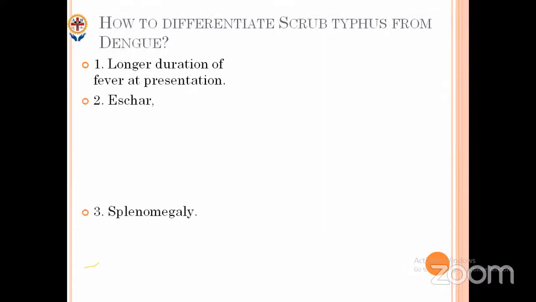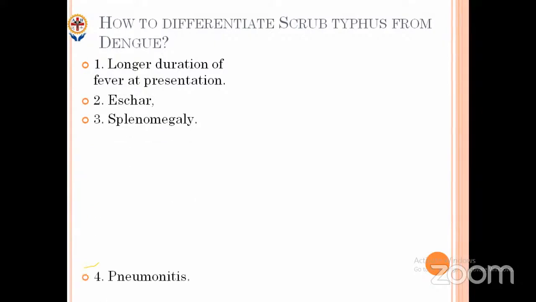As you told, it's on examination. Splenomegaly is the most important thing. Dengue will have less than 5% splenomegaly, but scrub typhus can have more than 50%. And pneumonitis is the most important thing which can differentiate scrub typhus from dengue. In dengue, you won't get pneumonitis in the earlier disease. Only in the later stage can you get effusions or pulmonary edema rather than pneumonitis.